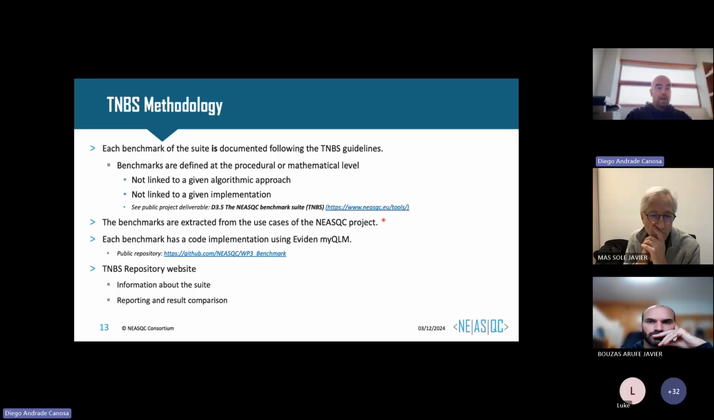The benchmarks that are proposed are extracted from the use cases of the NEASQC project. For every benchmark, besides the mathematical or the formal description, we have a sample implementation using EvidentMyQLM, and also we have a repository of the code where you can download the code and test it yourself.